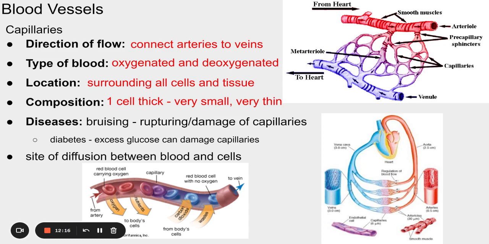If we get a bruise, if you smack your arm on a desk or something and it turns blue, right, blackish, a bruise, that's because you have some damage to the capillaries there. You have some bleeding underneath there. And that's what a bruise is. And excess glucose in our blood can damage these capillaries as well, and that can lead to some of the effects of diabetes.